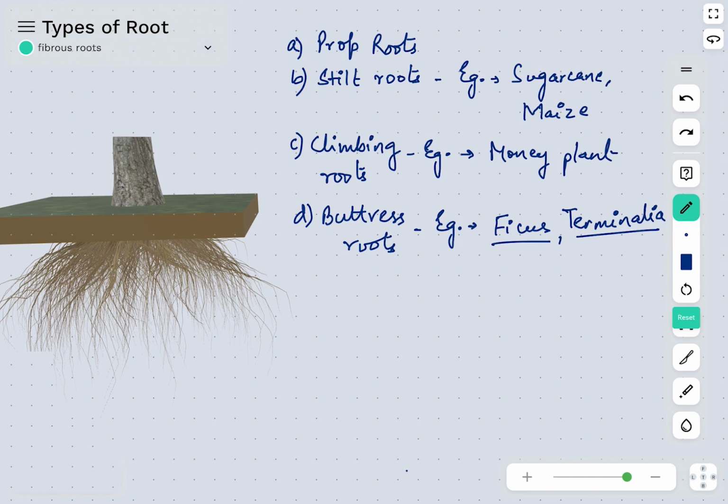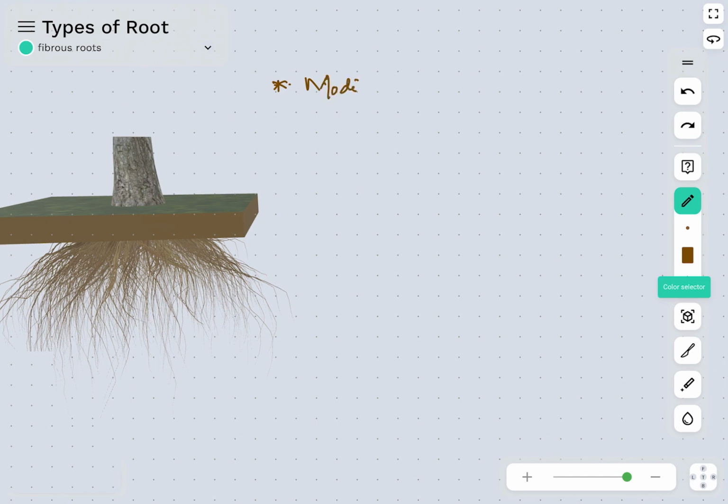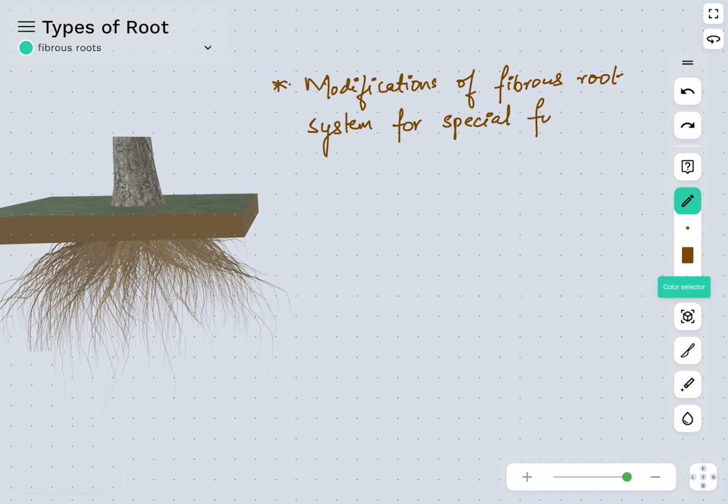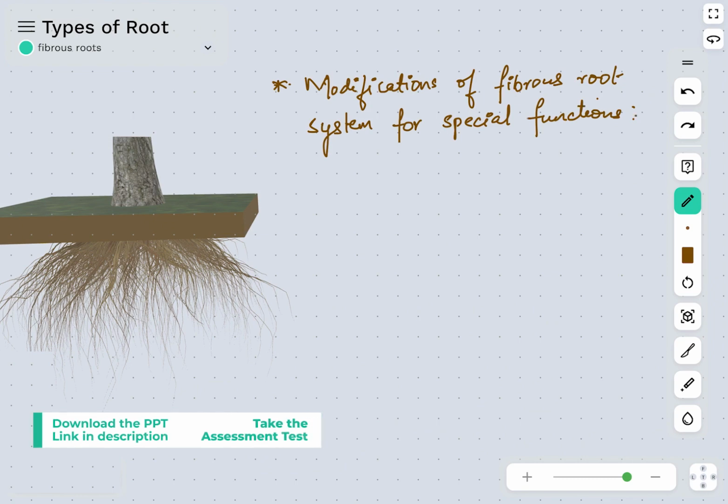Now, some roots are also modified to perform special functions. So modifications are also there in which the fibrous root system will perform some other special functions as well. We will be discussing that part as well. Modifications of fibrous root system for special functions.